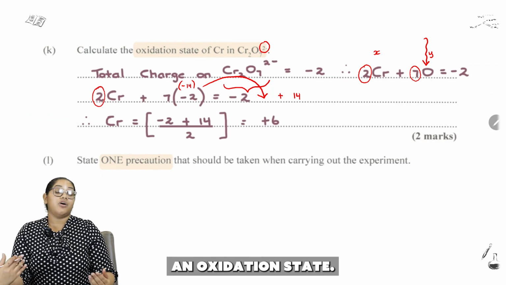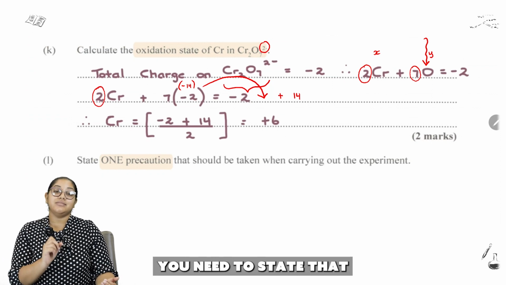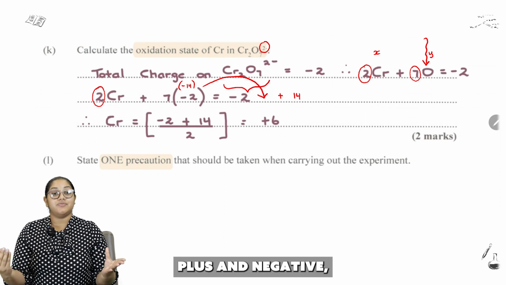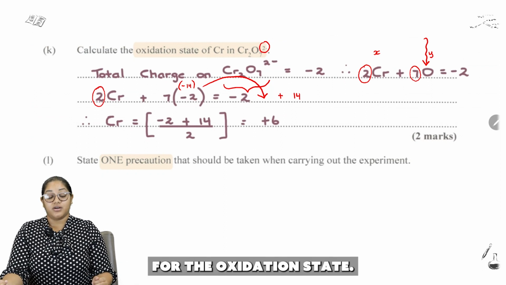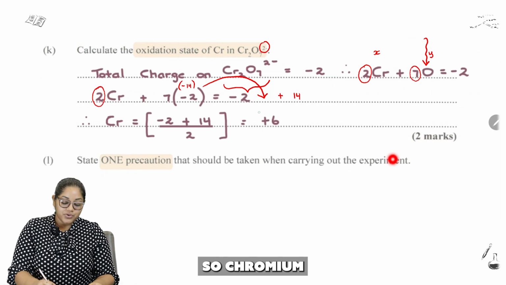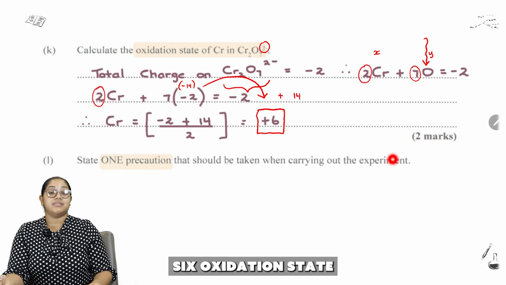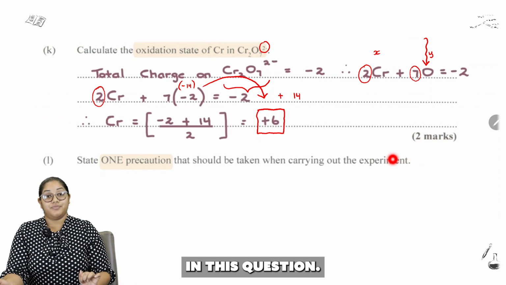As this is an oxidation state, you need to state that plus sign because remember, plus and negative, they are included in your answer for the oxidation state. So chromium is going to have a positive 6 oxidation state in this question.